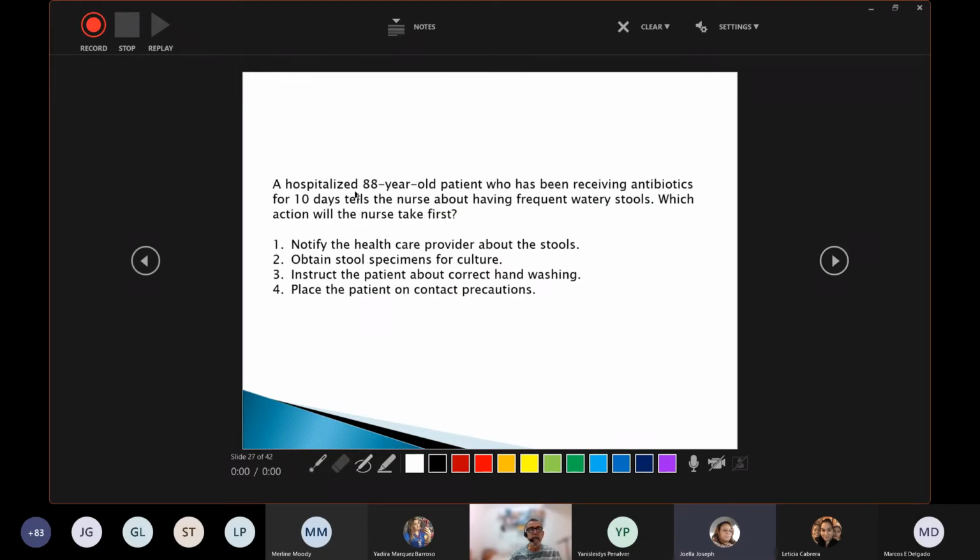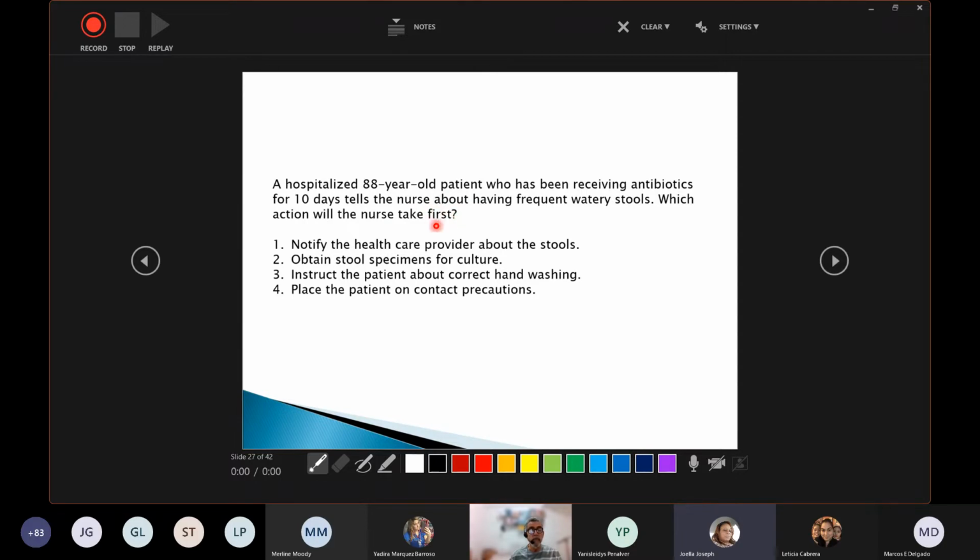A hospitalized 88-year-old patient who has been receiving antibiotics for 10 days tells the nurse about having frequent watery stools. What disease do you think a person who is receiving antibiotics and has diarrhea has? Clostridium difficile. C. diff, Clostridium difficile. Which action will the nurse take first? Now the question is difficult because it's a question of prioritization.